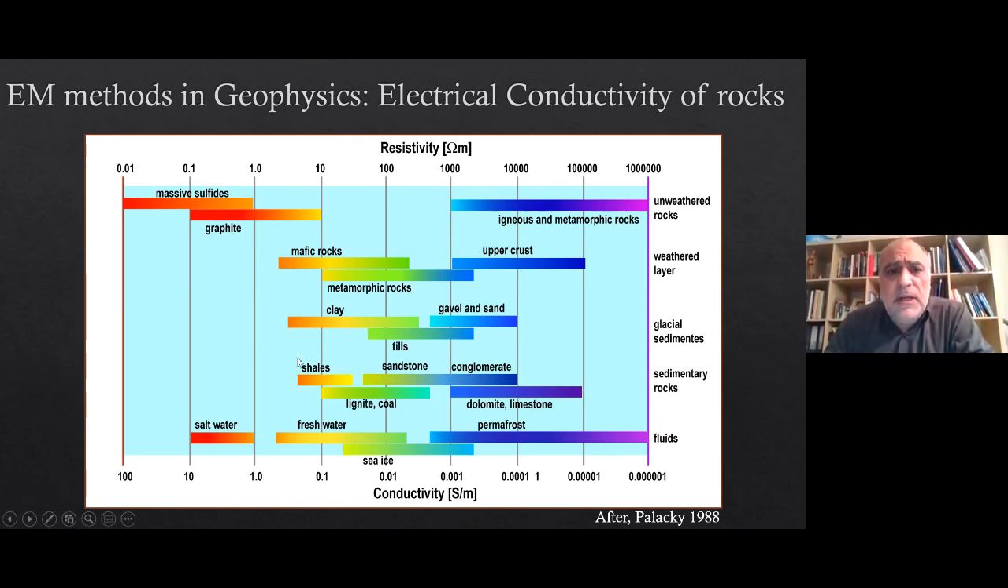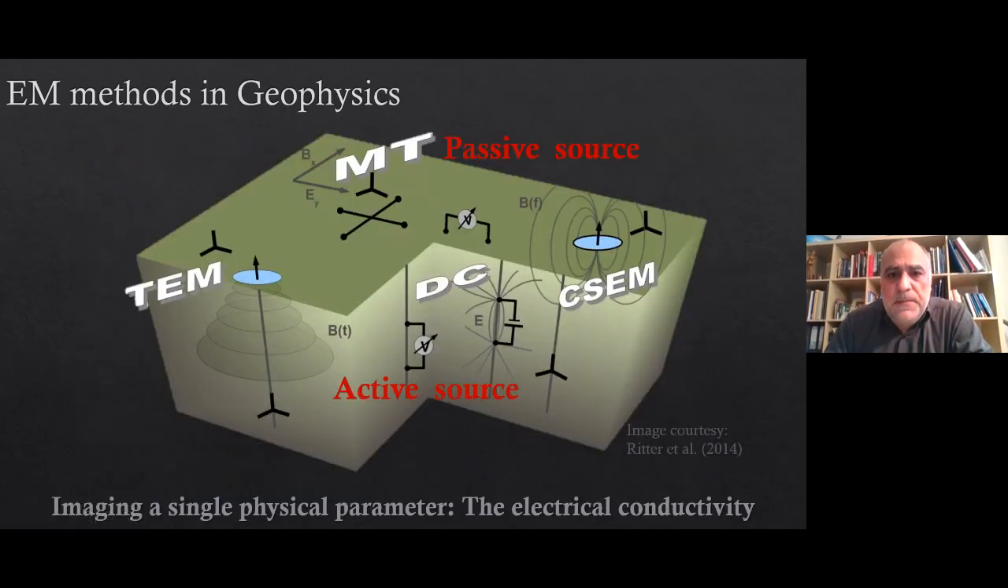It is good to know here and see that something like massive sulfides or graphite are super conductive materials, while we have the middle range here like clay, mafic rocks, metamorphic rocks. If they are weathered or fractured and contain some material that increases the conductivity, they are in the middle range here. Whereas metamorphic rocks, unweathered rocks, they are super resistive rocks. Seawater and fresh water are in that range here of the resistivity values.